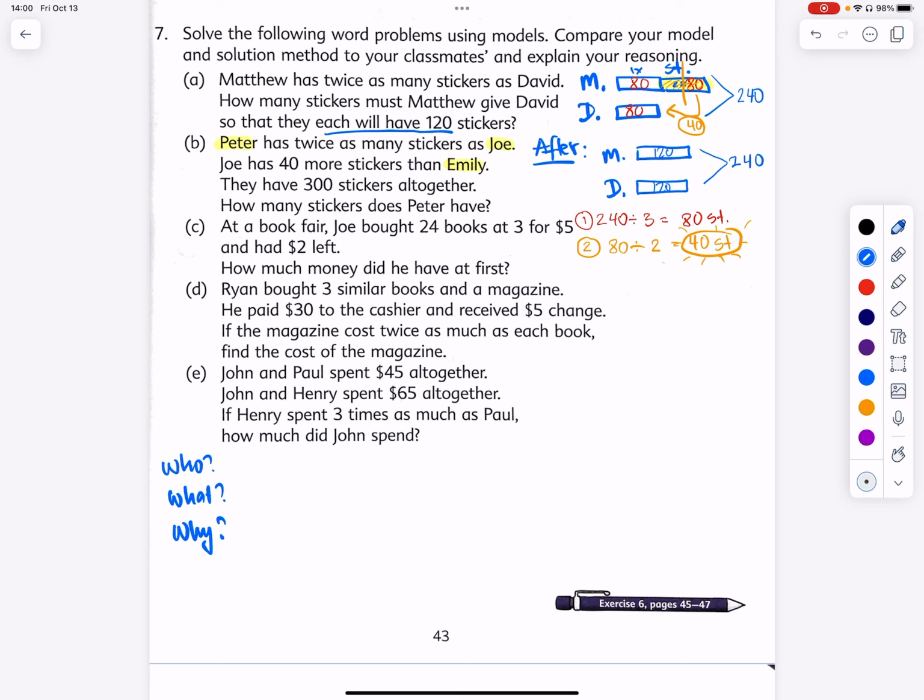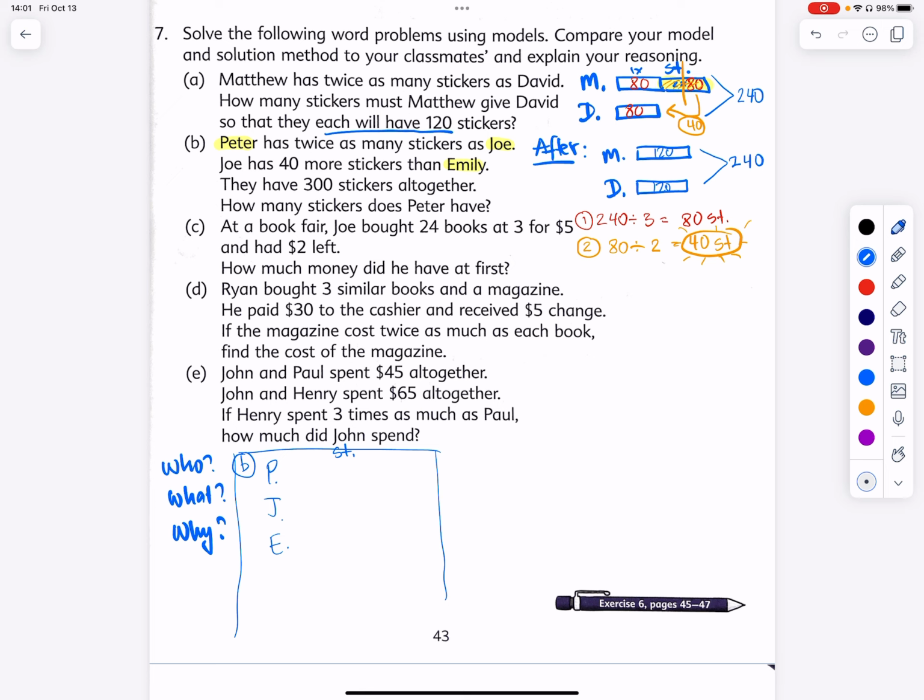I'm going to make this space to solve this problem. So it's for problem number B. We have P for Peter, J for Joe, and E for Emily. And of course, what is the problem talking about? It's talking about their stickers. How non-creative. Peter has twice as many stickers as Joe.